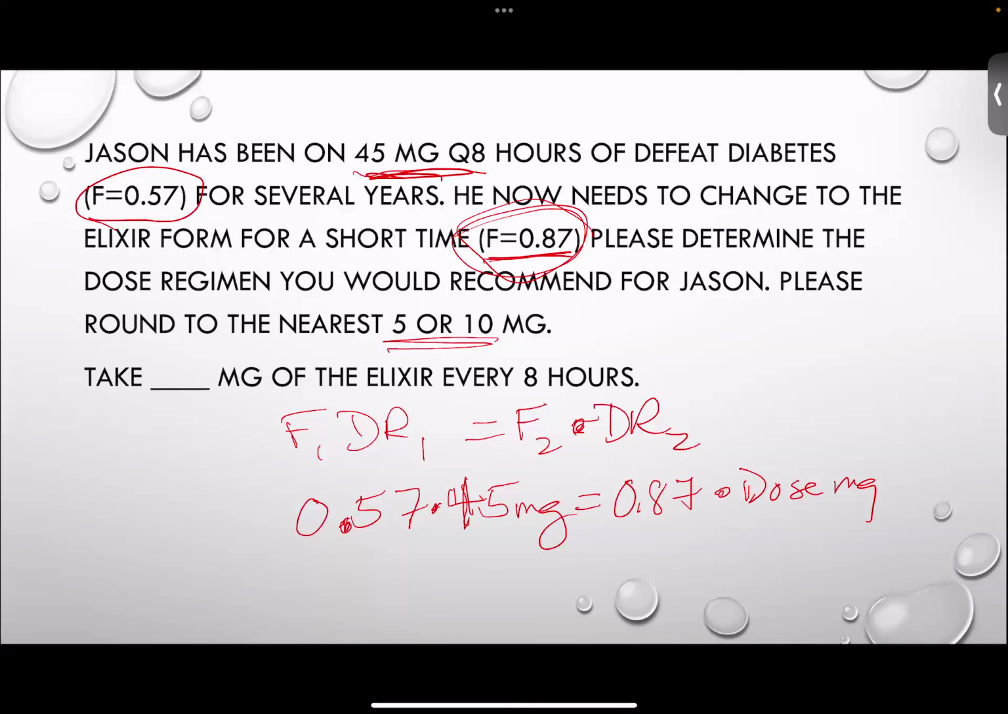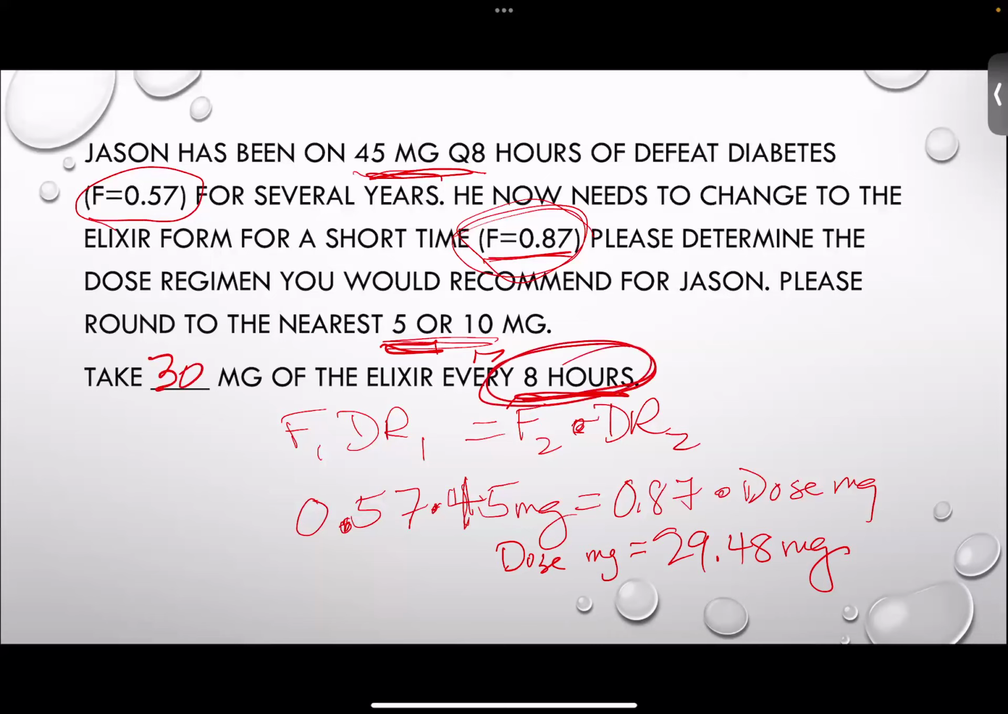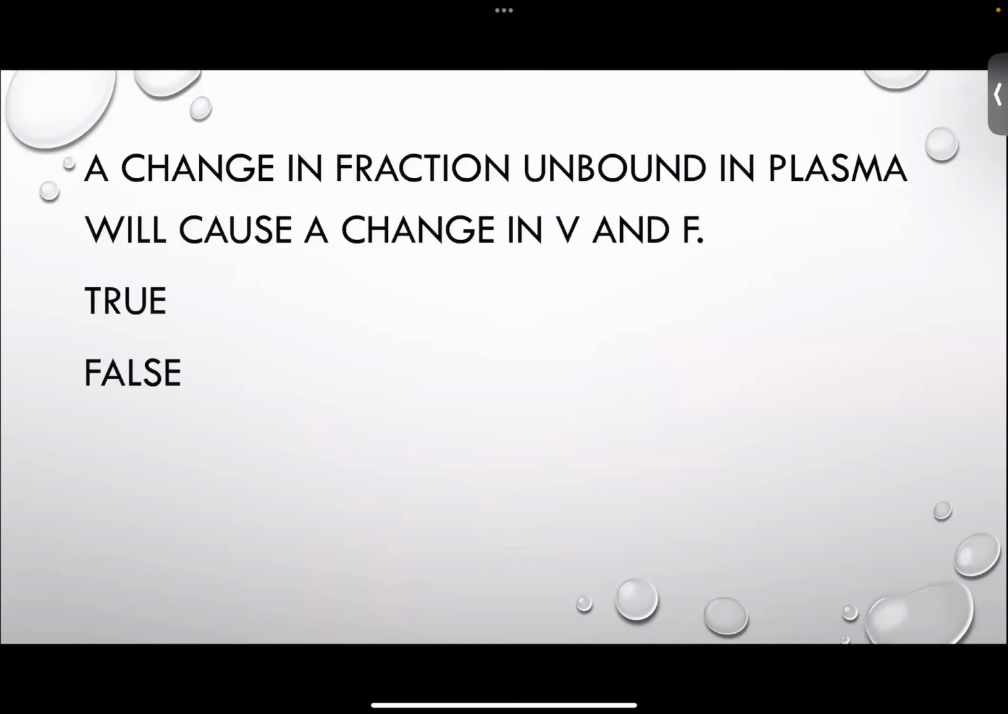I got the new dose in milligrams to be 29.48 milligrams. And we're going to round to the nearest 5 or 10, so we will round to 30 milligrams every 8 hours. We're not going to change the dose interval. If the dose interval was maybe going to change, I would figure out the daily dose rate and then chop it up into however many pieces you need to.